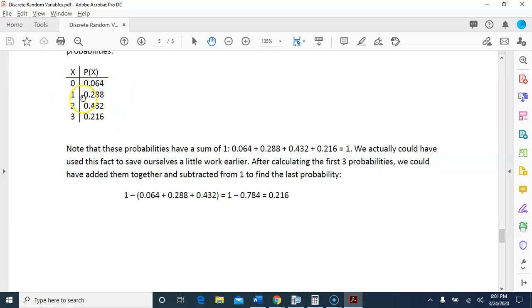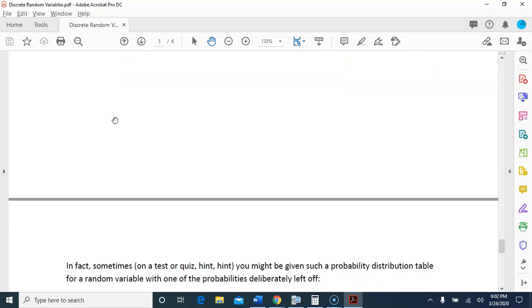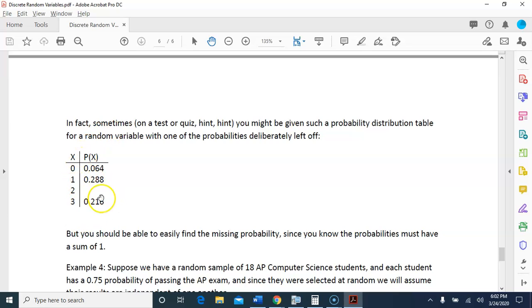Sometimes, since these probabilities here have to add up to 1, it's not uncommon for a quiz problem or such to give us this table with one of the probabilities missing. But that's no big deal because we can easily figure out the missing probability because we know that all the probabilities have to add up to 1.